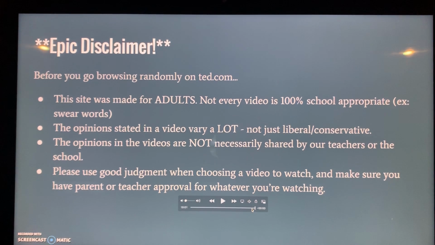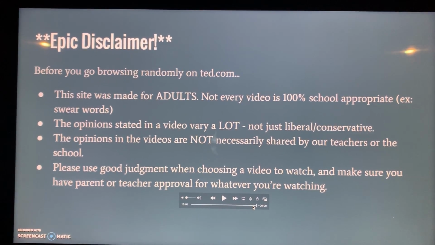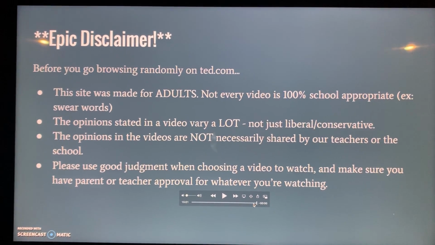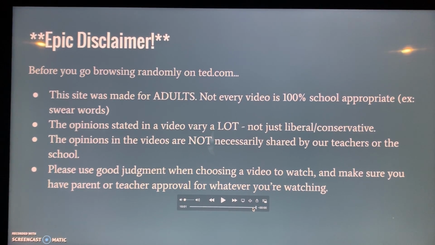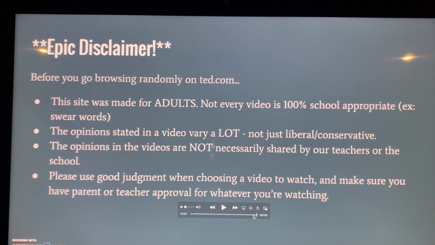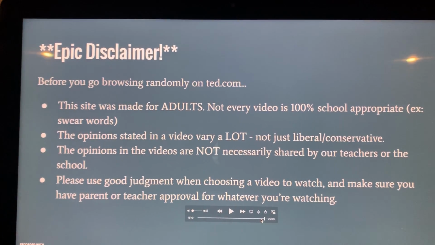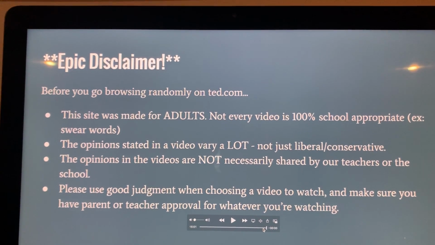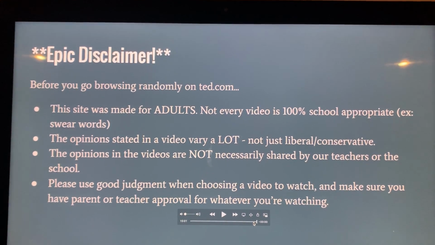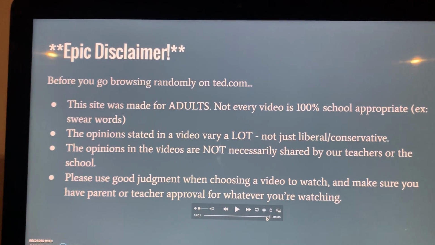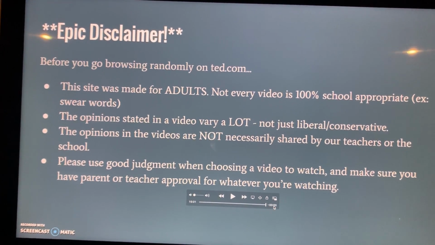Here's my disclaimer, and I mean this seriously. Before you start randomly looking on TED.com, there are some topics that may not be school appropriate. So I am just telling you, the opinions in the videos vary a lot. These are opinions. Sometimes they are super liberal. Sometimes they are super conservative. These opinions of the videos are not necessarily my own opinions. If you find something that's not school appropriate, I did not tell you to look for it. I just want you to be aware that when you start looking on TED Talks, there might be things that you would need approval to view. So I'm just putting that up there as a disclaimer, okay? So be aware of that.